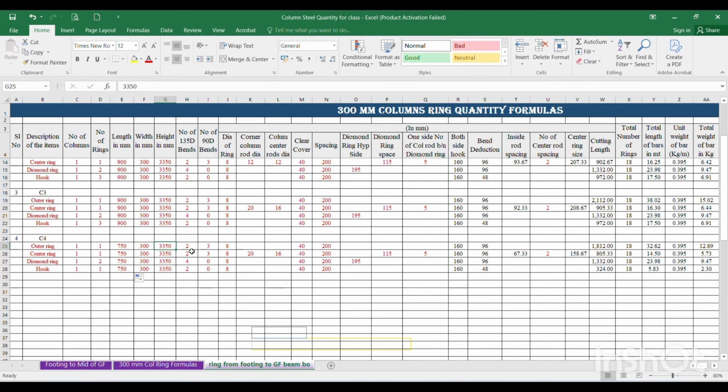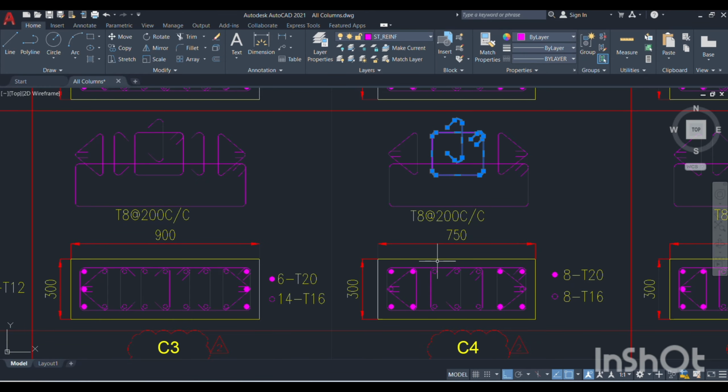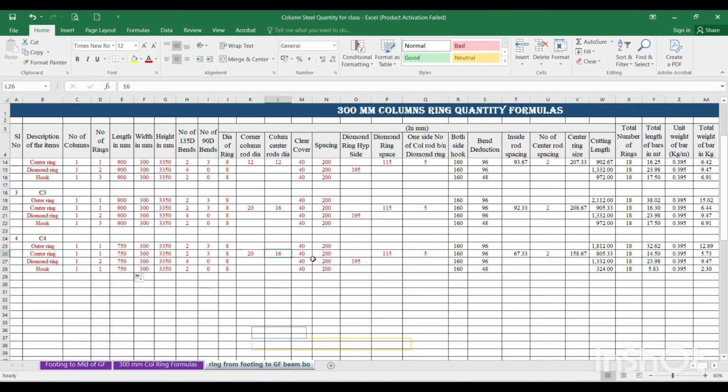Then the 135 degree and 90 degree hooks are the same, dia is the same, and here corner column rod and center column rod are the same as the previous column itself. The outer columns are 20 dia and center column rods are 16 dia. That has also been entered over here. And column cover is the same, spacing is the same, diamond ring hypotenuse is the same, and diamond ring spacing is the same.